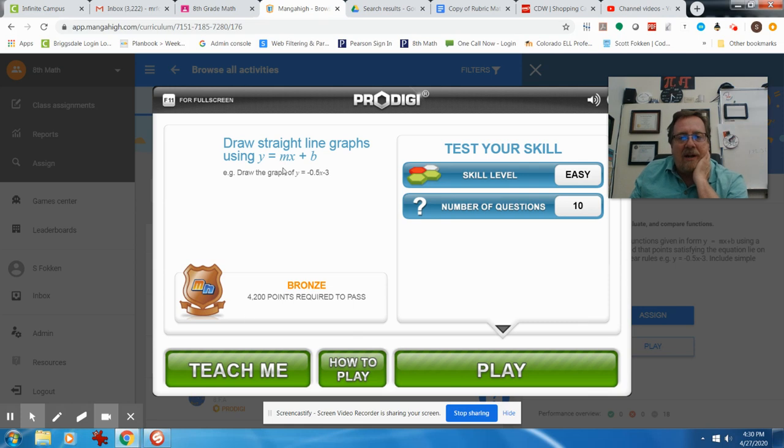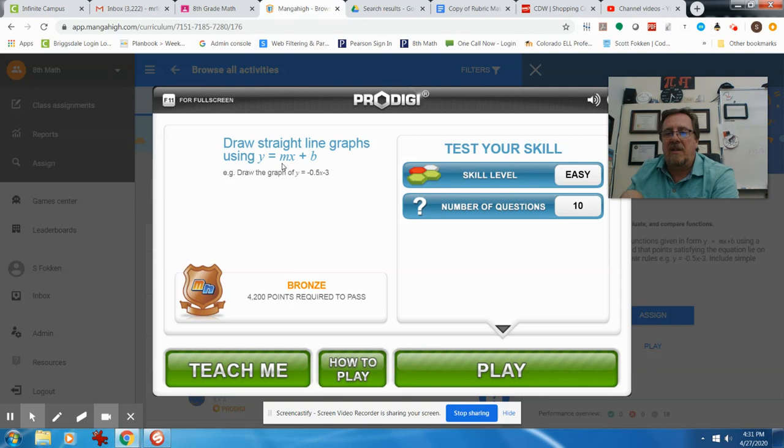Real quick, remember in this y equals mx plus b form, m, the number that comes before the x, tells us the slope, and the slope is a measure of how steep the line is. It's the rise over the run, the change in the y value over the change in the x value. And b, the number that comes over here by itself, is where it crosses the y-axis. It's called the y-intercept.